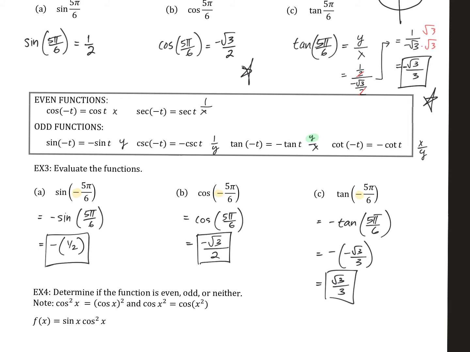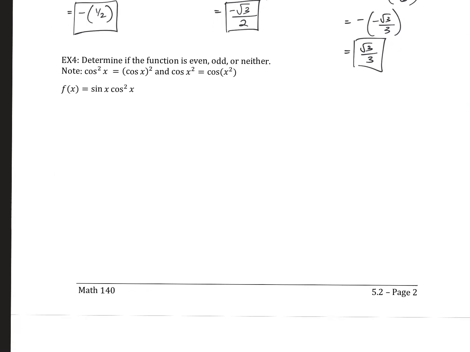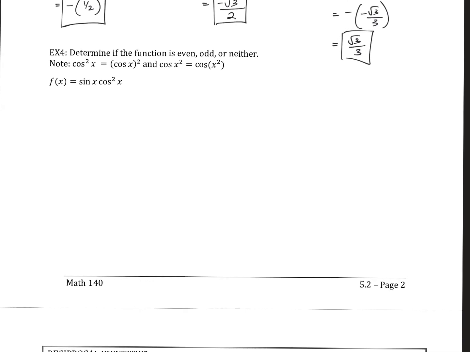All right, moving along. Let's go ahead to example 4. Here we are going to determine if the function is even, odd, or neither. So note, cosine squared x is the exact same thing as cosine x squared, and that is different from cosine of x squared. Okay? So a little different on where the squaring is. If the square is in front of the x, we're talking about the whole value squared. And if the square is after the x, we're talking about literally just the value inside with the x. Okay, so small difference there, but it will be a big difference later on. So just definitely study this for a second.